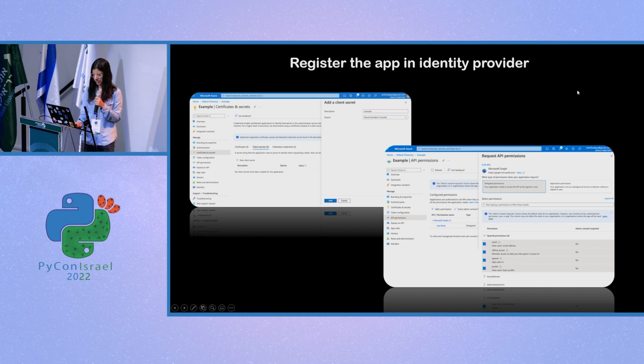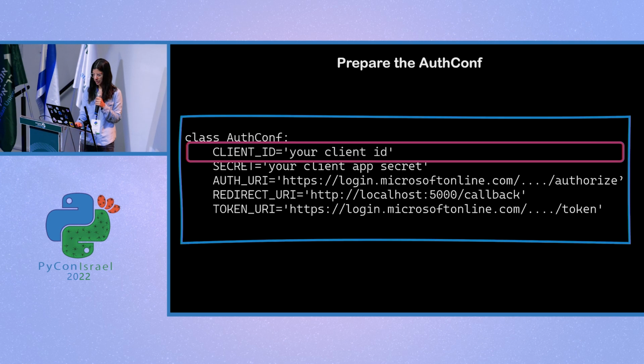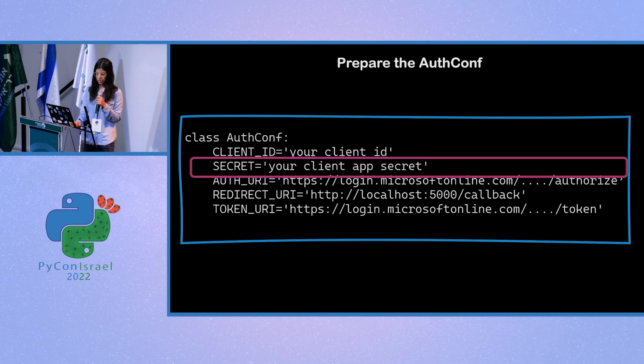So after we register our app in the identity provider, we fill in the conf file. In this case, I used a class because I want to simplify the code. So the first important conf is the client ID, which is the ID of the app in the identity provider system. We also put a secret, which is a super secret string used by the app in order to get the tokens in the end.